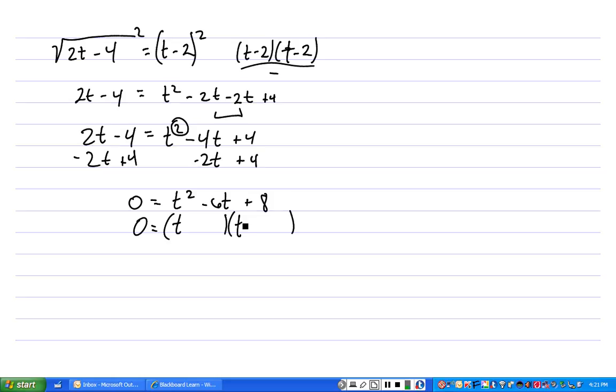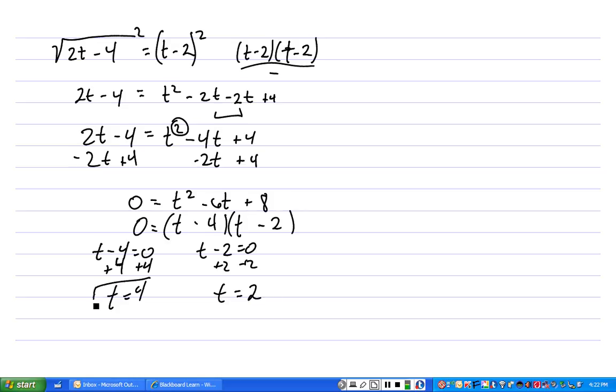Alright, we almost finished. So we got that. I want to get my 8. So that's a negative 4 and a negative 2. There we go. Those will be my factors. So I find my first factor, t minus 4, set it equal to 0. Second factor, t minus 2, set it equal to 0. Plus 2 plus 2, plus 4 plus 4. T equals 4. T equals 2.